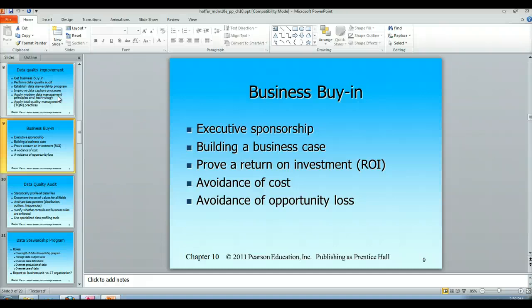We have to prove our return on investment. We have to show them that there is going to be an avoidance of cost by getting rid of our poor data, and an avoidance of the lost opportunities associated with bad data. If we have bad data, we can't properly predict the future.